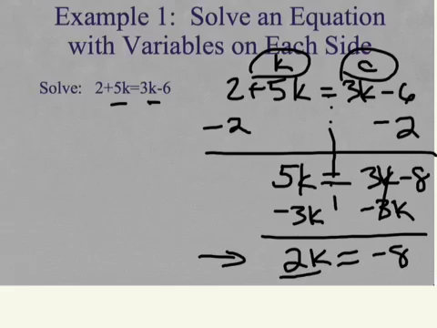We're going to solve by division, because to get rid of this 2 that's bothering k, since it's bothering it by multiplication, I'm going to get rid of it by division. So k, I'm going to put my answer over here, k is equal to -4.